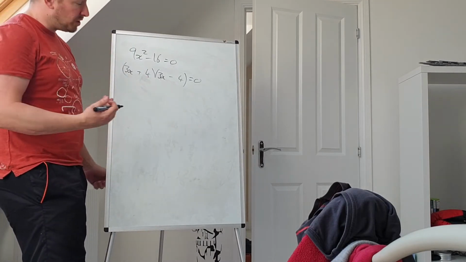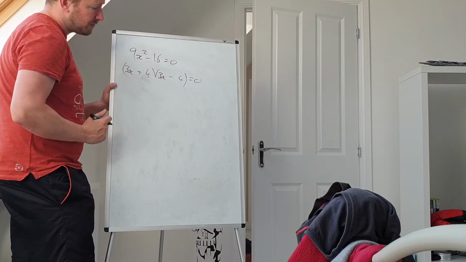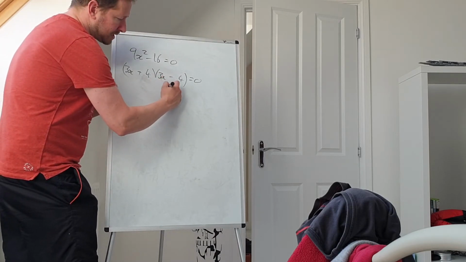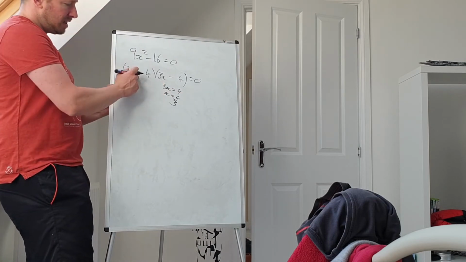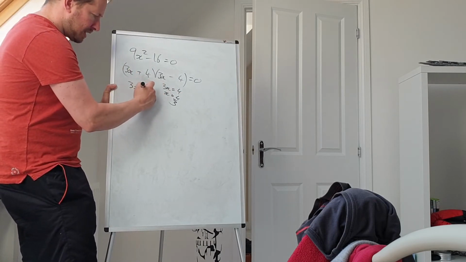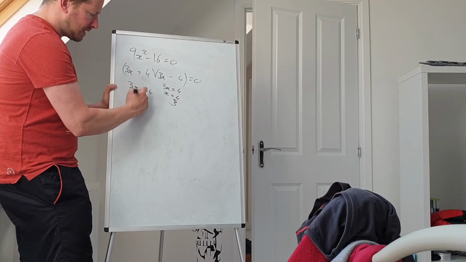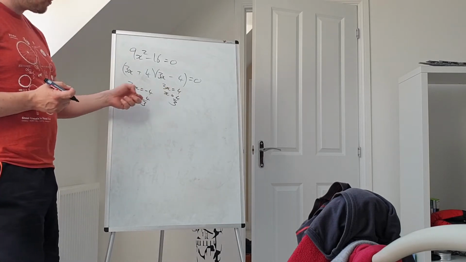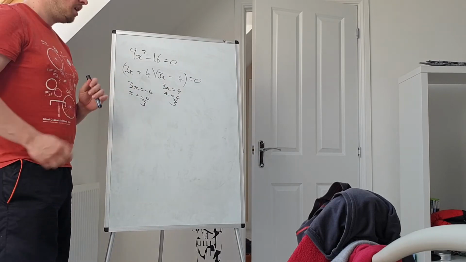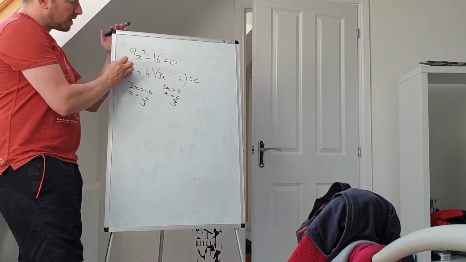So again, the solutions, what we do, if we do this bracket first of all, I'm going to say that 3x equals 4, so x equals 4 over 3. This one here, 3x equals minus 4, and then x equals minus 4 over 3. So those are our two solutions, 4 over 3 and minus 4 over 3. And like I said, there's a couple of ways of doing this one.